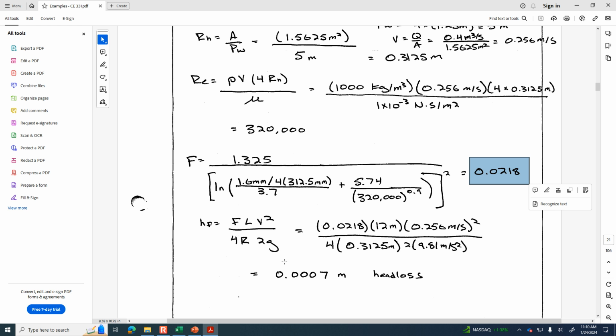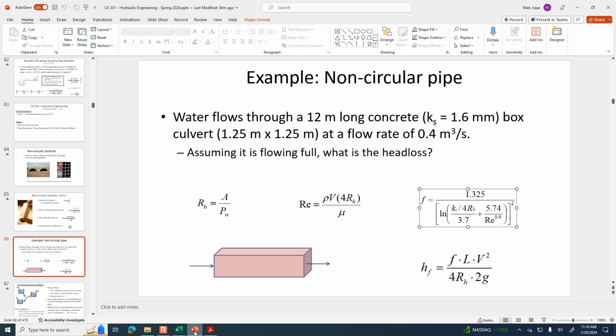It's just finding what we think of as an equivalent diameter. Like if that rectangular shape was being expressed as a diameter, what diameter would it be? It would be the diameter that is 4 times the hydraulic radius. So any questions about that substitution?